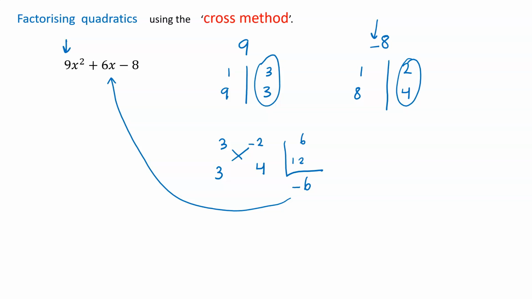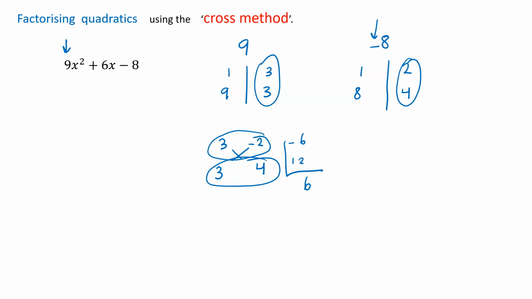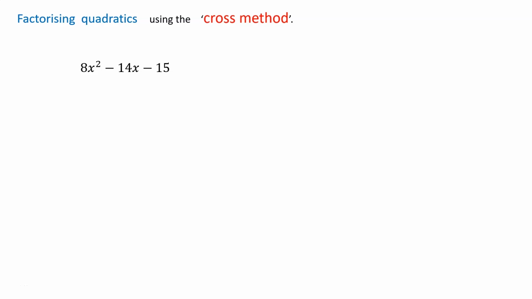How is this going to work? Let's see. That gives me a negative up there, positive with a 12, and when we add them, we get 6. That's what we want. These are our factors: 3x minus 2, and then times 3x plus 4. It's that simple. And next quadratic now.